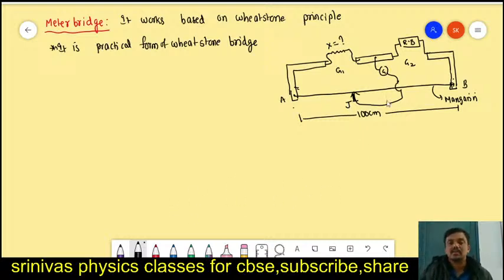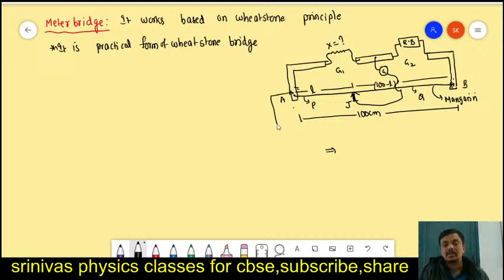Then how it will work, let us discuss. This is exactly equivalent to the Wheatstone bridge. How it is equivalent to the Wheatstone bridge, I will explain. Now this is L centimeters, which means this side 100 minus L will be there. From A to J the resistance we can consider as P, and J to B resistance we can consider as Q. Here we will connect some battery, with the positive terminal and negative terminal, and this is the plug key.